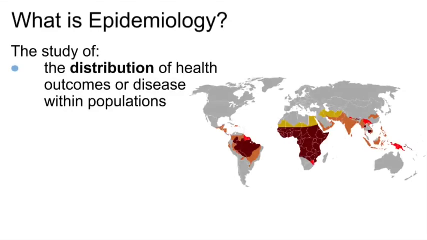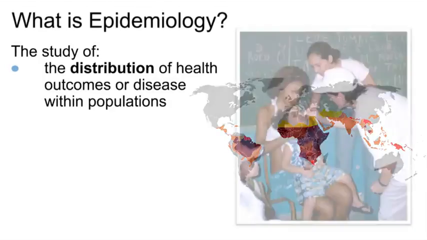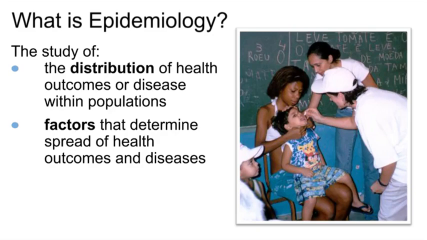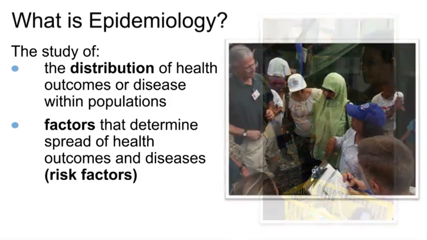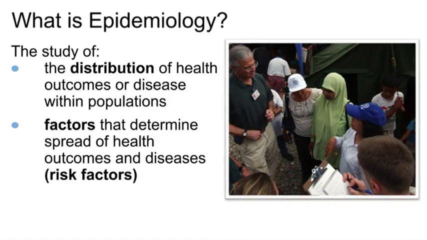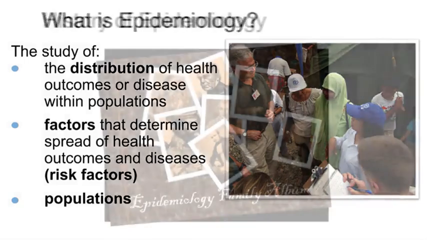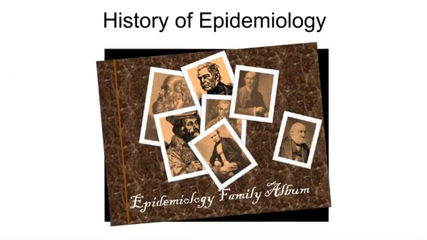Epidemiology is the study of the distribution of health outcomes or disease within populations and the factors that determine the spread of health outcomes and diseases. These factors that determine whether someone gets a certain health outcome or disease are called risk factors. Epidemiologists focus their attention at the population level rather than the individual level. In order to understand epidemiology, it is first helpful to review some of the basic history of the field.